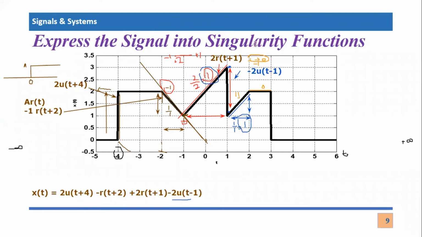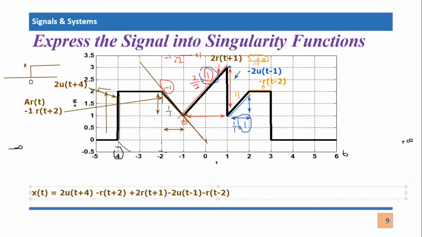Let me just add it for you here. So that would become minus ramp at what point? T equals 2, right? So that means t minus 2 will be used, right? And that is the behavior of this part. So I'm going to include this behavior in the main equation that we are trying to make. That is basically minus r of t minus 2, right?